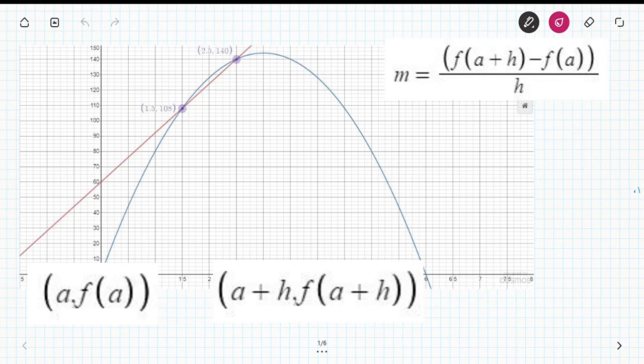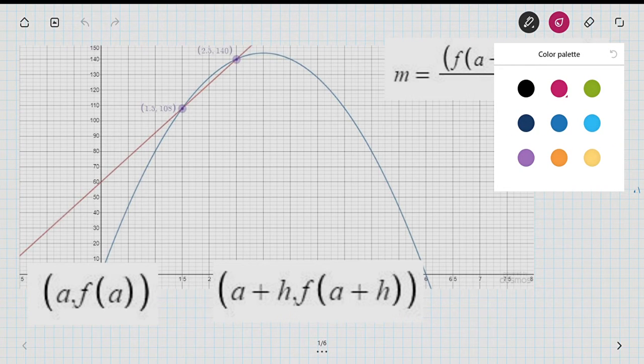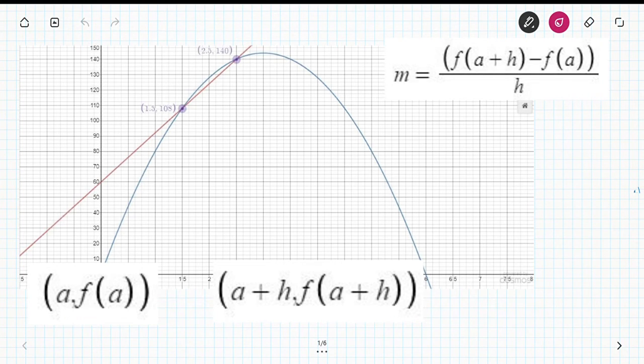All right, so what am I looking at here? I am looking at a graph of the path of an object. In this case, let's say that our object could be a ball, or it could be just a rock. And the path of this rock is being modeled by this function right here.